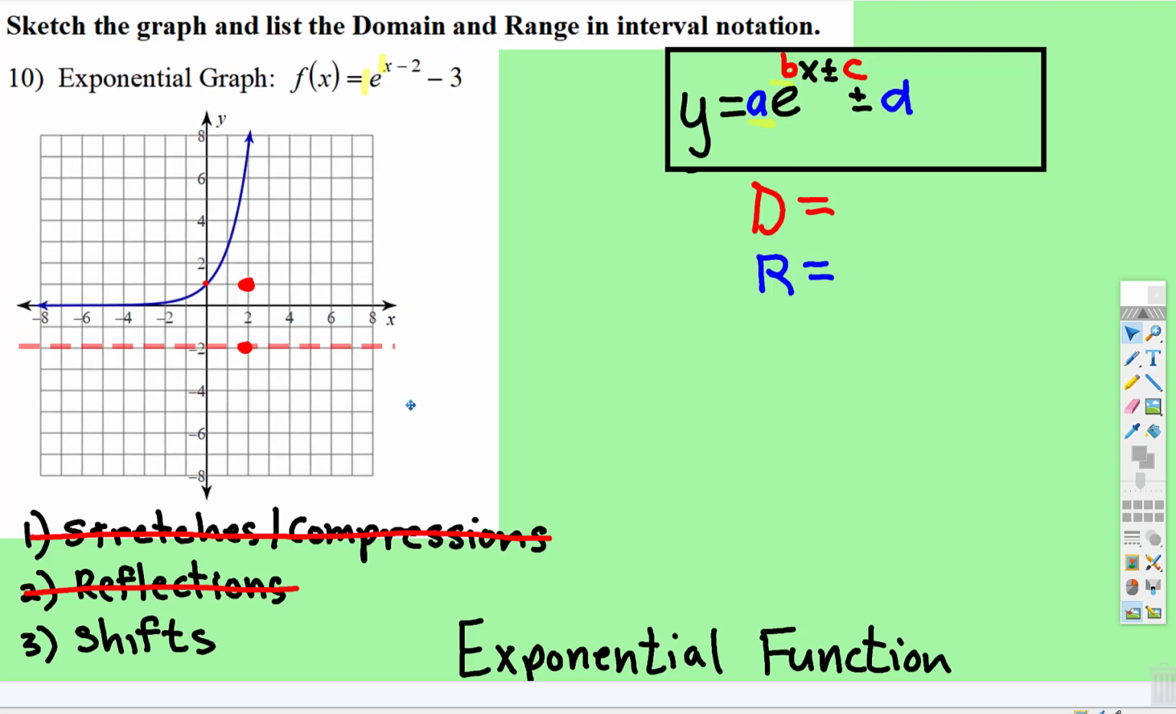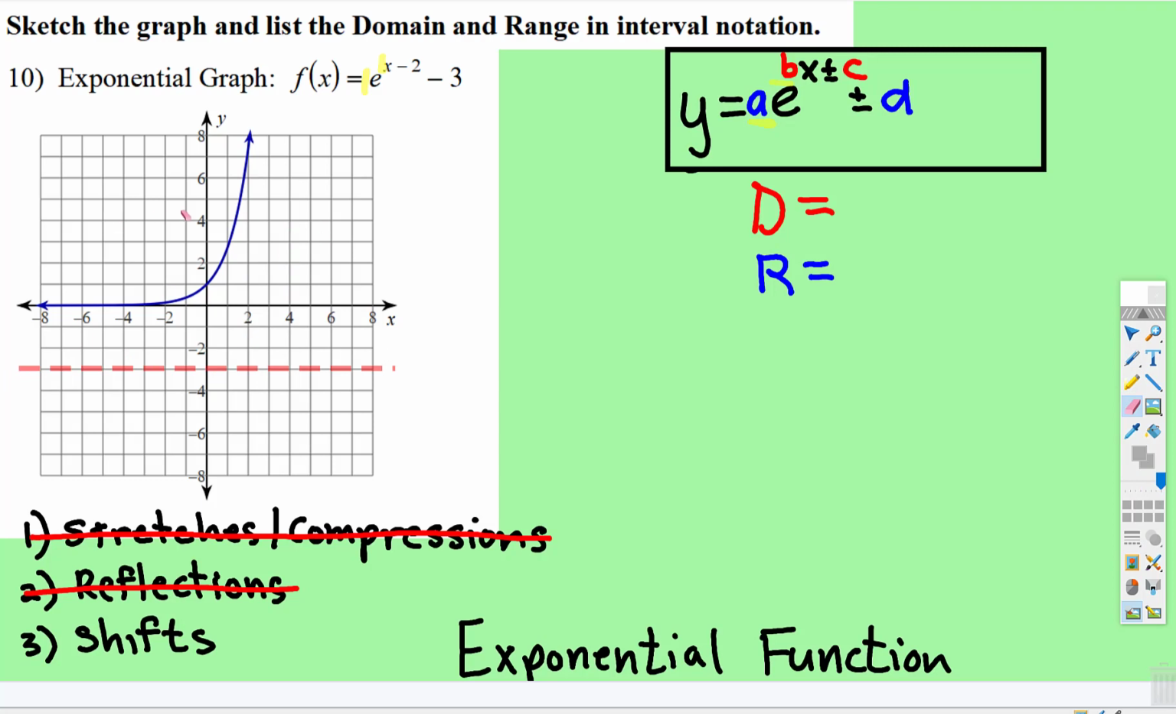Doggone it, I was off one on the transformation. That actually got moved down to right here, because this gets moved to there. There we go. So the horizontal asymptote will be down here at negative 3. But when we shifted the point down, 1, 2, 3, it's still going to be 1 above that asymptote, and then the graph is going to do that.